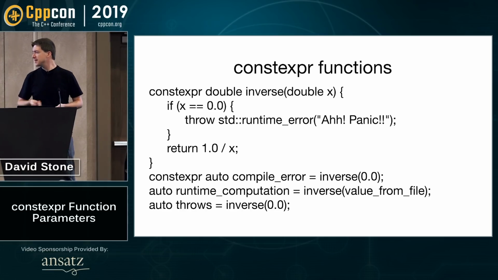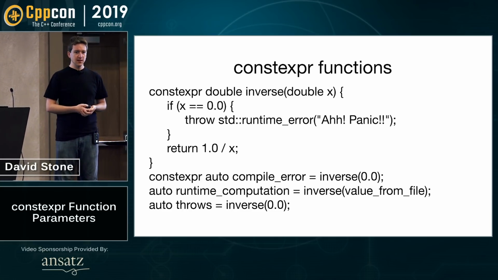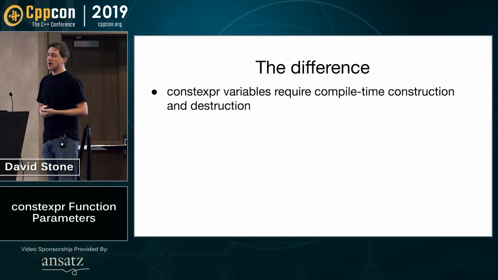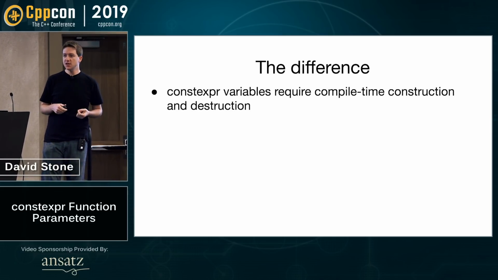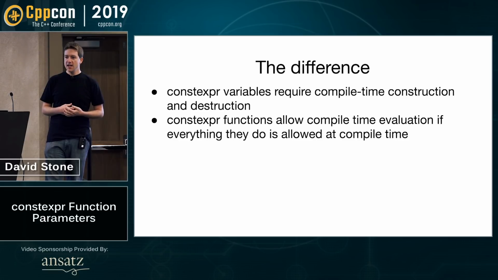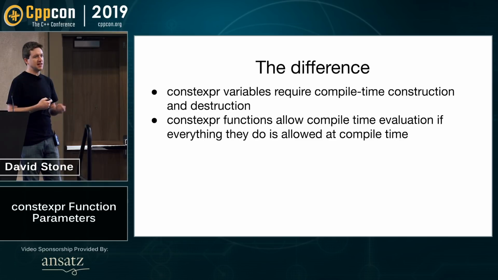And if you pass it a compile time constant, but you don't use it in a context that requires a constant expression, then you'll get a runtime exception thrown, because this will not actually be evaluated at compile time. So the difference is that constexpr variables require compile time construction and destruction, whereas constexpr on a function merely permits compile time evaluation. Essentially, if everything that it does can be done at compile time following the rules of a constexpr function, and you use it in a context that requires a constant expression, it will be. Otherwise, it won't.